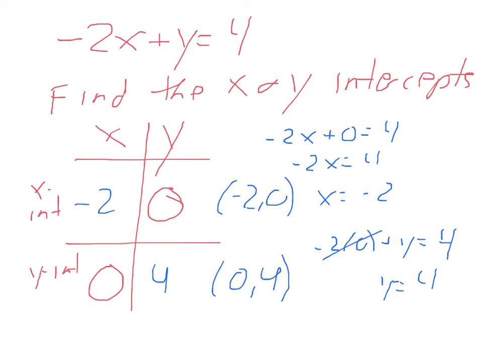What's nice about the x and y intercepts is that when they come out to be whole numbers or integers, like negative 2, 0 and 0, 4, I can simply plot those points and graph really easily. Take a look. If I asked you to graph the equation 2x minus 3y equals 6, I want you to do it using the x and y intercepts.